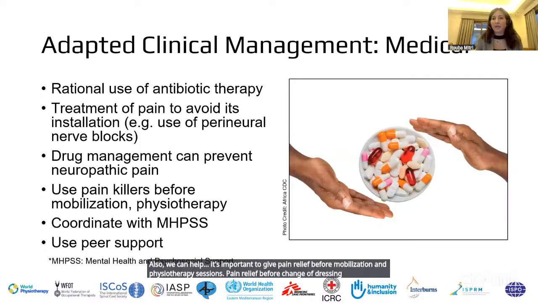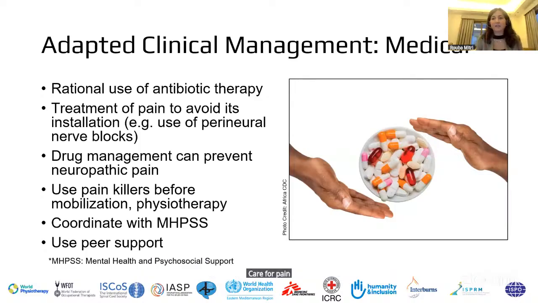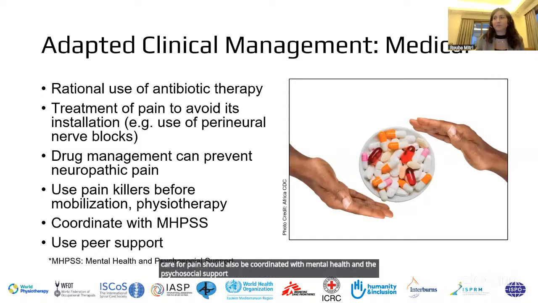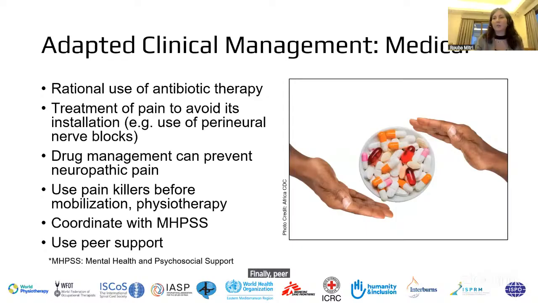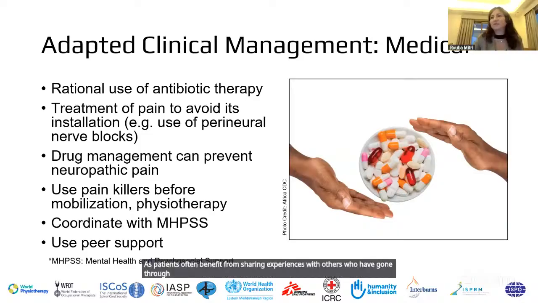Care for pain should also be coordinated with mental health and psychosocial support services. Finally, peer support plays a very important role, as patients often benefit from sharing experiences with others who have gone through similar situations.